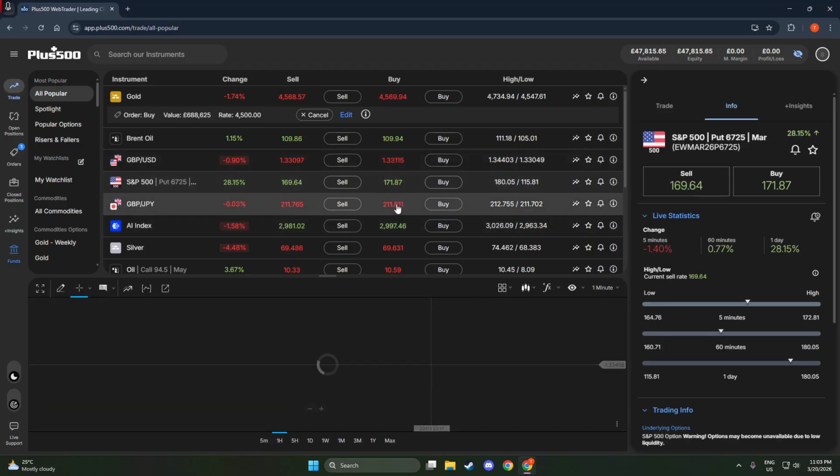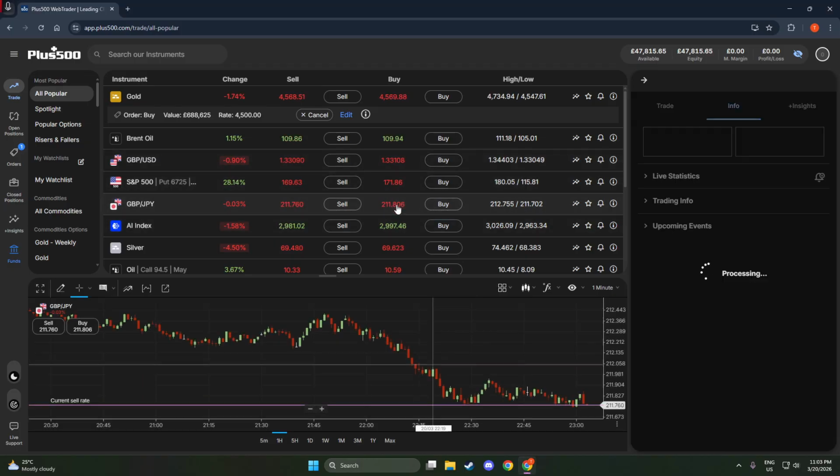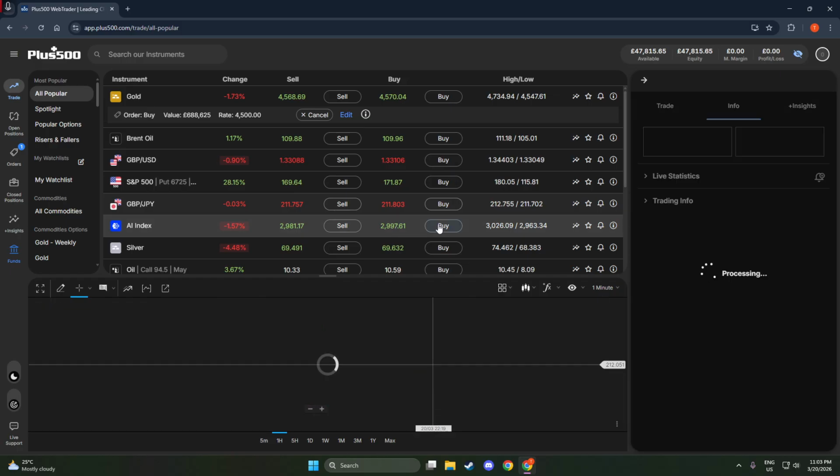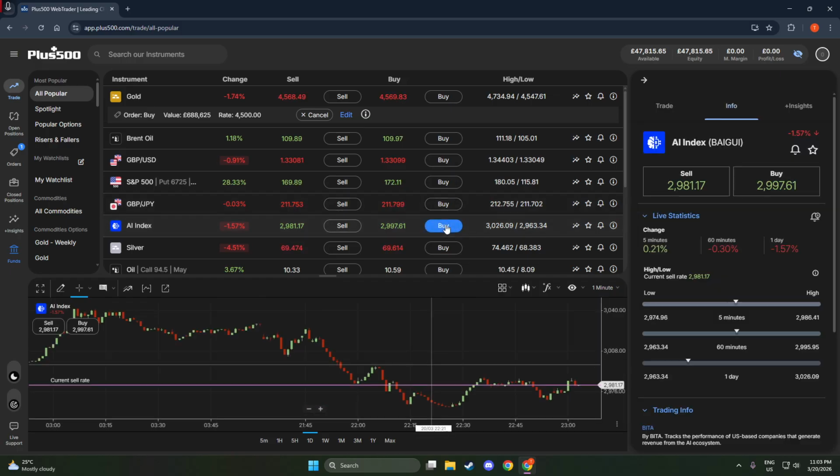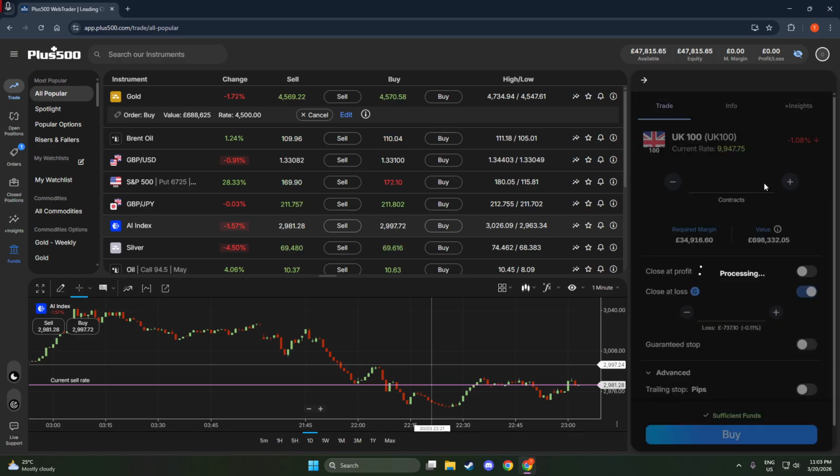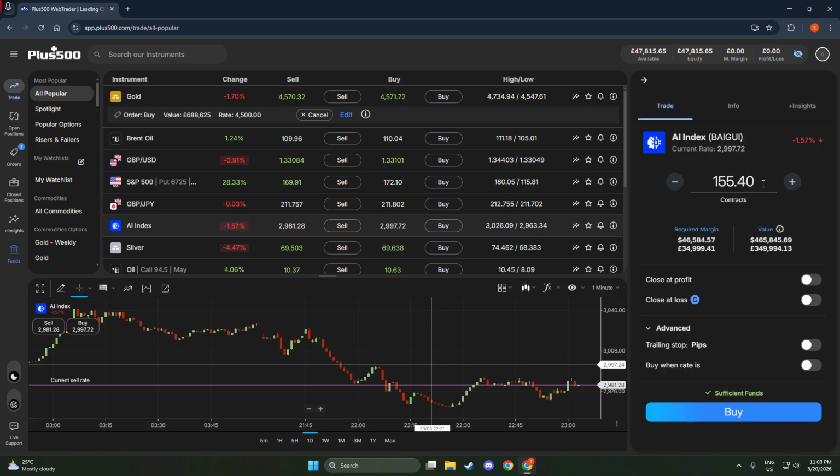Choose buy to go long or sell to go short. Going long means you profit if the price rises. Going short means you profit if the price falls. Make your choice based on your market view, understanding that Forex can be volatile and prices can move quickly, especially around major economic announcements.